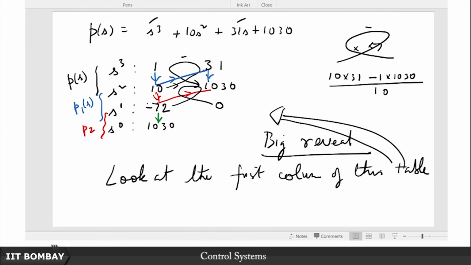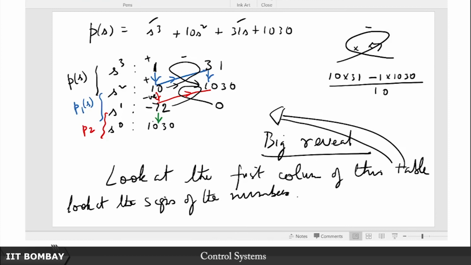Okay. So what exactly am I looking for in the first column? Look at the signs of the numbers. So you see, you start with the first one, it's positive. Then you go here and there's a sign swap, it's negative. And then you go again and it goes from negative to positive. Okay. So it tells us that there are sign changes.